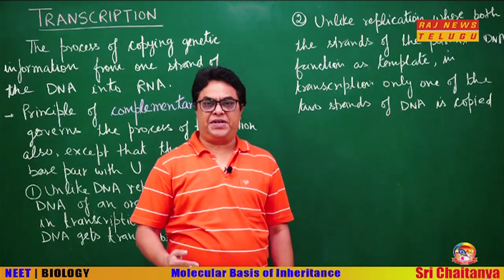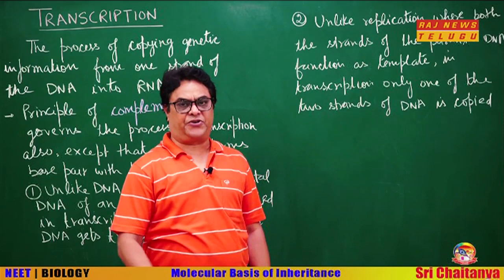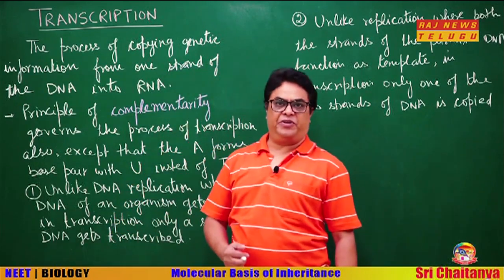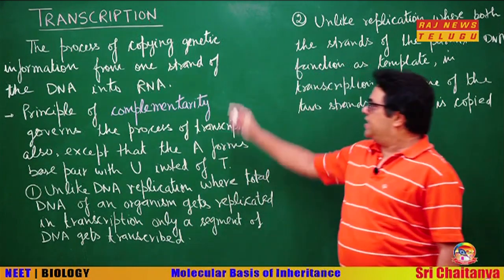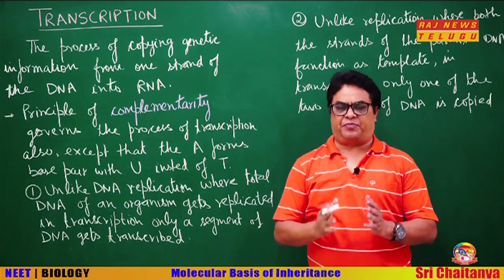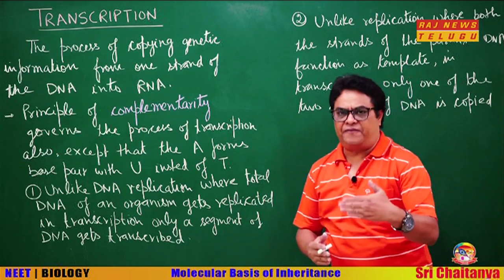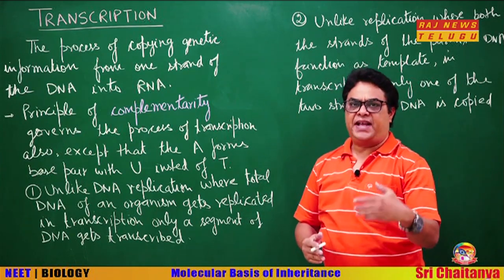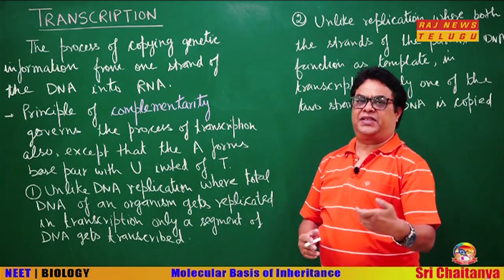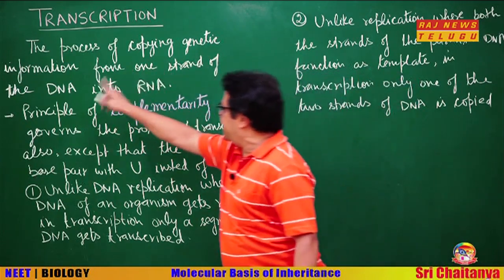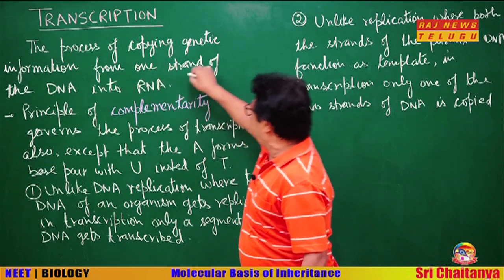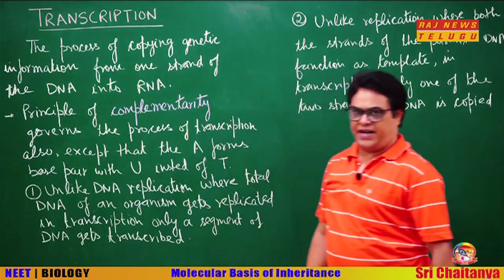So students, now let us move to the next part of the central dogma of molecular biology, and that is transcription. Okay. Now the transcription is the process in which one of the 2 strands of a DNA is copied to synthesize RNA. The process of copying genetic information from one strand of DNA into RNA.